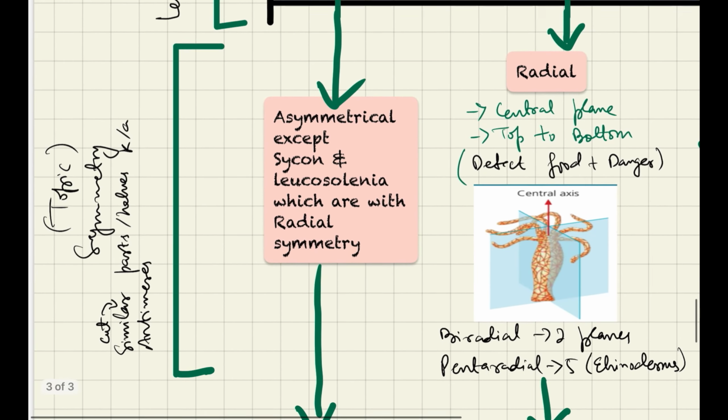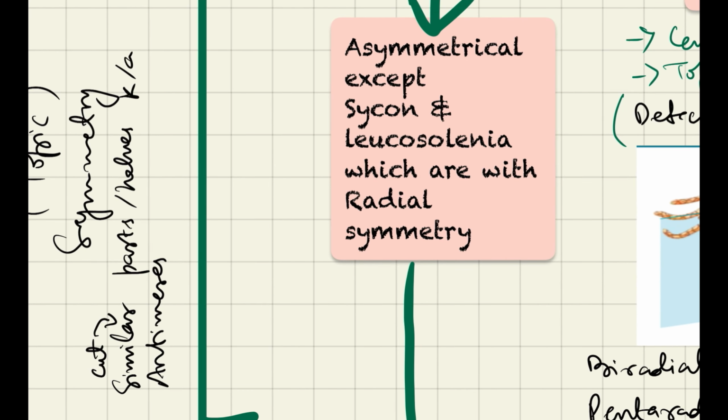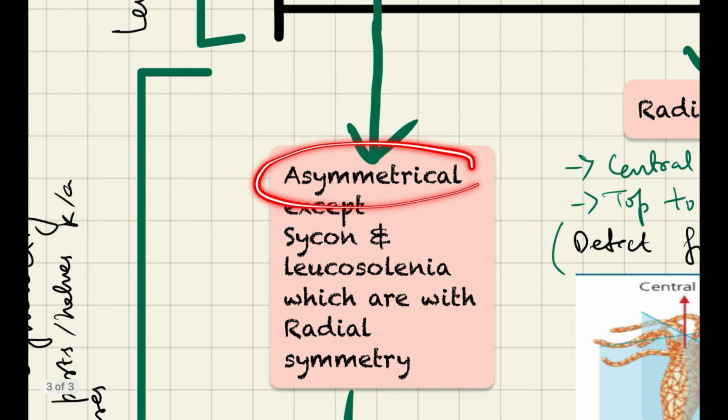Now let's come to our second topic, which is symmetry. What is symmetry? Symmetry is a phenomenon where an organism can be cut into similar parts or halves, known as antimeres. They are similar in their arrangement of the various organs or tissues or parts. It is known as symmetry, and the organism which is showing some symmetry is known as symmetrical. The organism which is not showing any kind of symmetry is known as asymmetrical.